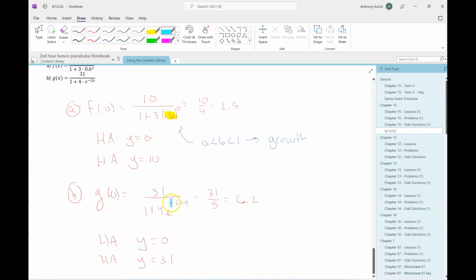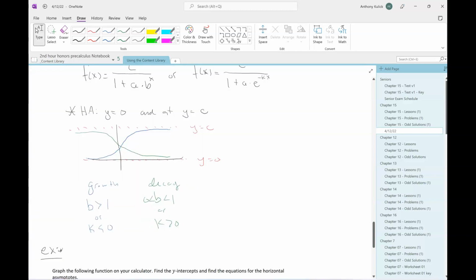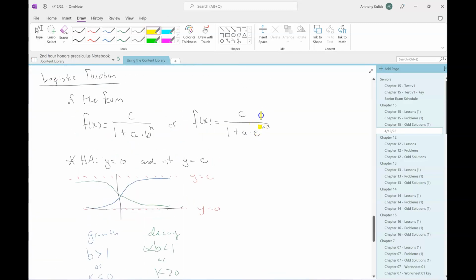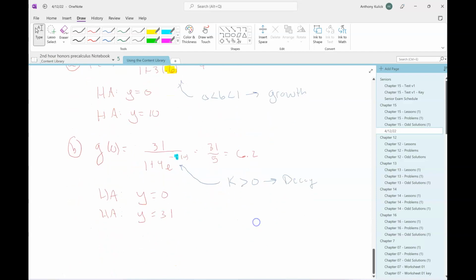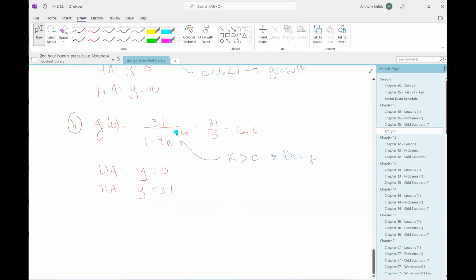And is this growth or decay? Since here the k value is 2, notice the formula has the negative sign in it for the logistic function. So the k value here is actually positive because the negative sign is part of the formula. Positive k would indicate decay for a logistic.